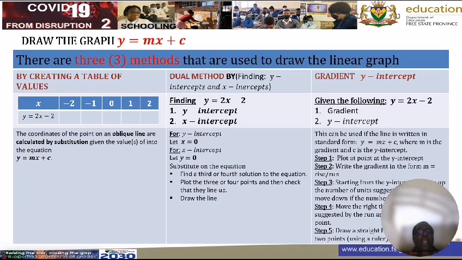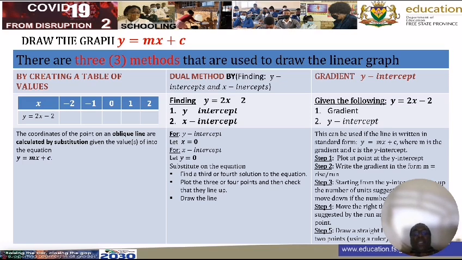When finding the x-intercept and the y-intercept, you let the value of x be 0 when you want to find the y-intercept. If you want to find the x-intercept, you let y be 0. By substitution into the equation, you find the third or the fourth point solution to the equation. Thereafter, you plot the 3 or 4 points and check that they are lined up. And thereafter, you draw the line.